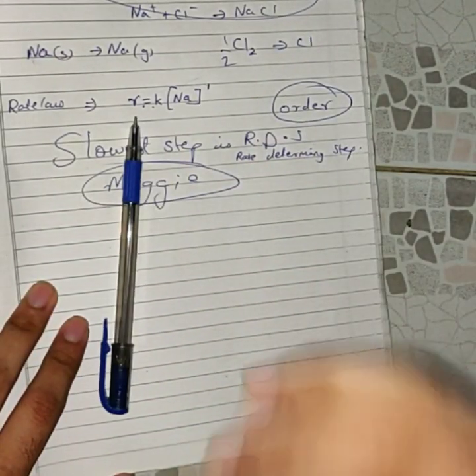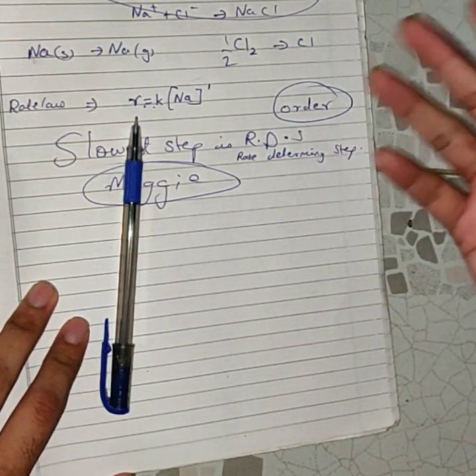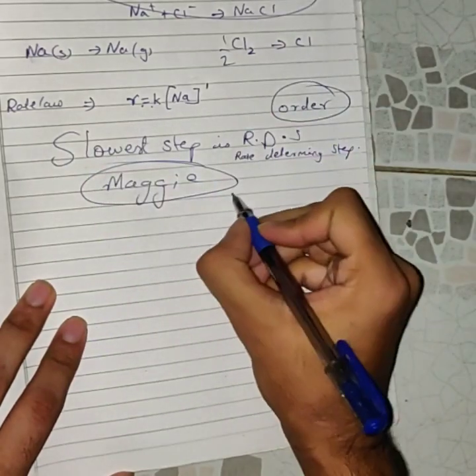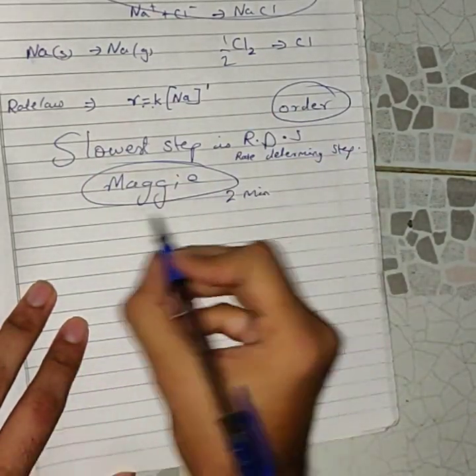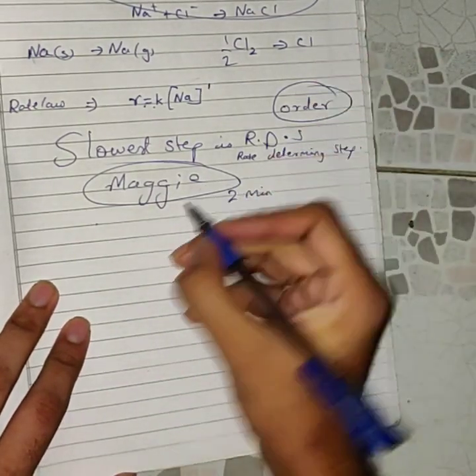Okay, we know that in the ad it says that Maggie is made in 2 minutes, but हमको मालूम है Maggie 2 minutes में नहीं बनता. So why is it known as 2 minutes Maggie? Okay, so let us see preparation of Maggie. Preparation of Maggie takes place in 2 steps. 2 steps में होता है.